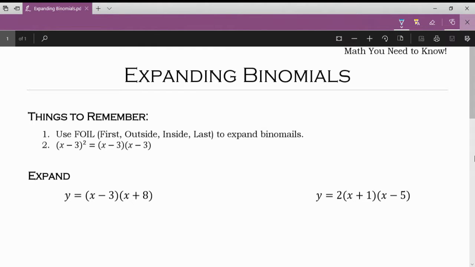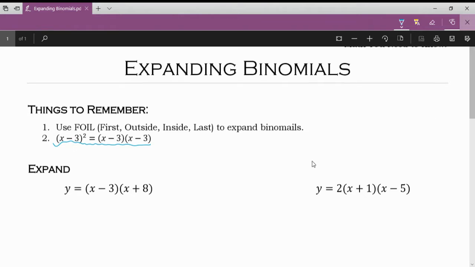And the other thing that we really want to remember is that if you have a binomial that's squared, that means the whole bracket is multiplied by itself. We can't just put that exponent of 2 onto the first and second term. Okay, so let's take a look.